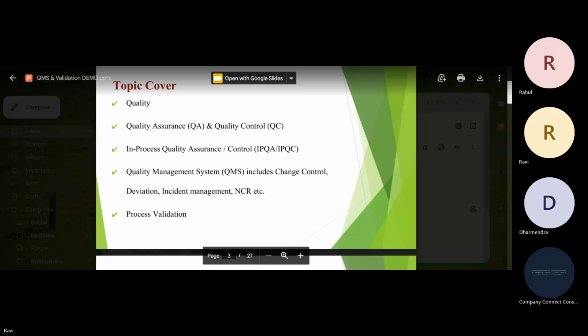Coming to in-process quality assurance. In quality assurance we have several sections. Among them, one is in-process quality assurance. Along with that, the quality management system section will be there, the equipment qualification and validation sections will be different, and the vendor qualification section will be different. The documentation section will also be different. So in quality assurance there will be multiple sections.